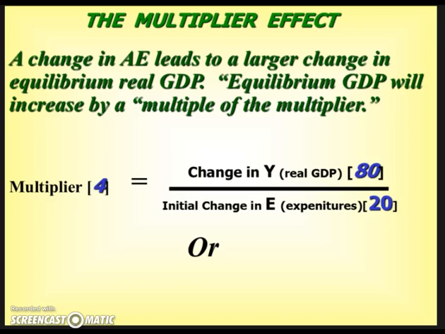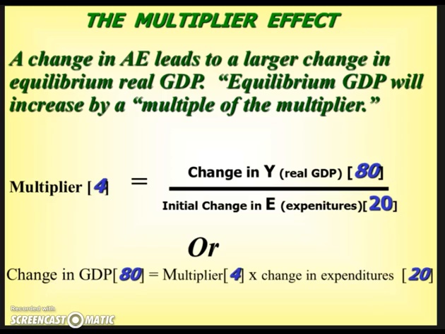Initial change in expenditures, 20. So 80 divided by 20 is 4. Change in GDP is 80. Multiplier is 4 times the change in expenditures, 20.